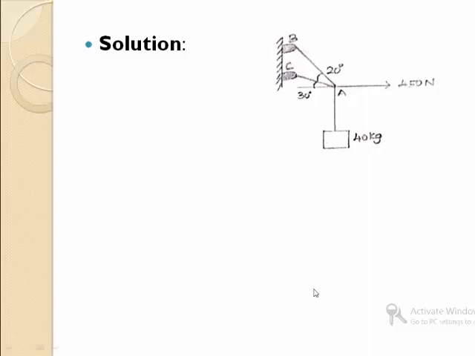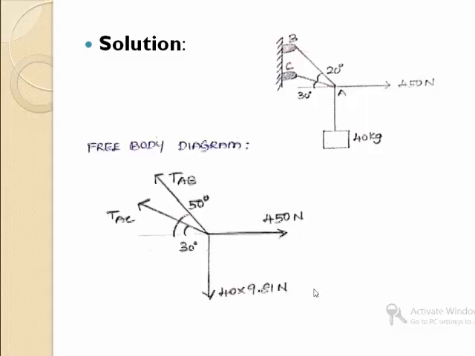So first we have to draw the free body diagram for the given case. So this is the free body diagram for the given case. The tension acting in the cables AB and AC are to be calculated. Their horizontal inclinations are 30 degrees for the TAC force component and 50 degrees for the tension acting in wire AB. The corresponding force for the mass of the crate is 40 into 9.81 Newton.